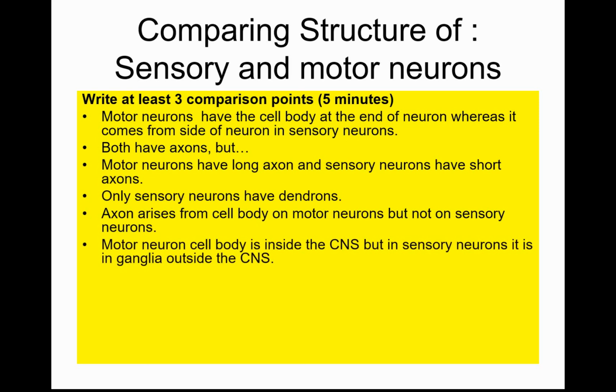The motor neuron cell body is inside the central nervous system, but in the sensory neuron it's in these structures called ganglia outside the central nervous system.